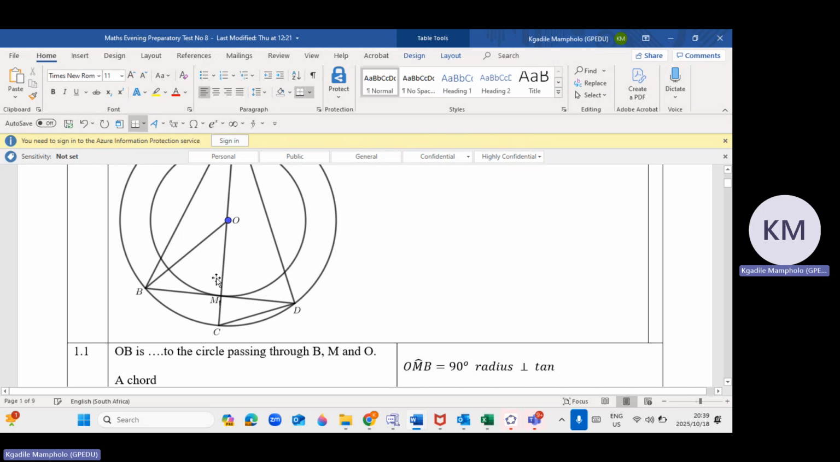The reason being that if this angle is 90 degrees, it means we are going to apply the converse of angle on a semicircle. Remember, if an angle on the circle subtended by a chord is 90 degrees, then that chord is a diameter. It means in these two circles, BO is the diameter of the circle passing through B, M and O.